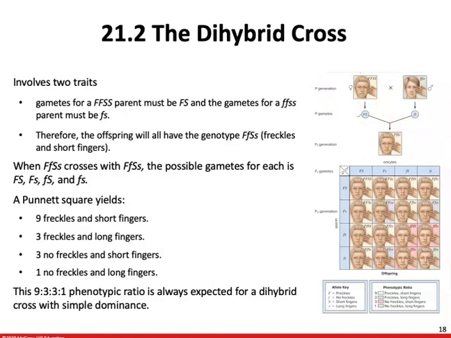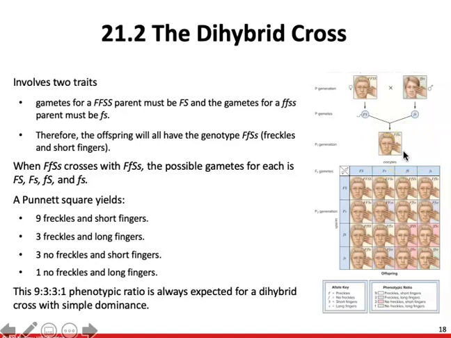So a dihybrid cross is going to involve two traits. If we start off with a person who is homozygous dominant for freckles and homozygous dominant for short fingers, and they reproduce with an individual who has no freckles and long fingers, or is homozygous recessive for both traits, what we're going to end up with is an entire generation of individuals who are going to be dominant for freckles and dominant for short fingers.